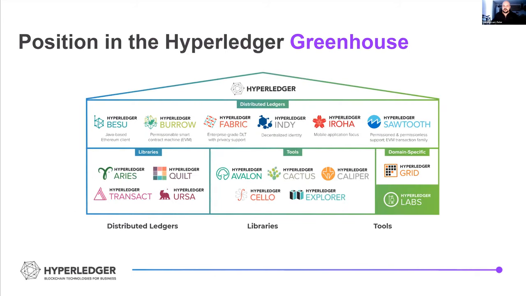And then just to clarify our position in the Hyperledger greenhouse, we are right there. We are in the pools category, but technically I could make arguments for us being in almost any one of those boxes, except for the distributed ledgers box. We are definitely not a ledger, but I could say that it is a library, because it really depends on how you're using it. What is your persona within the organization that uses Cactus?